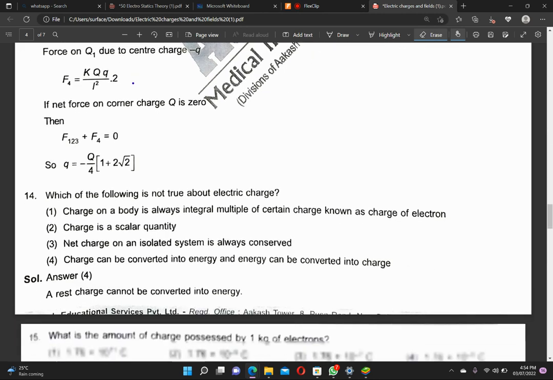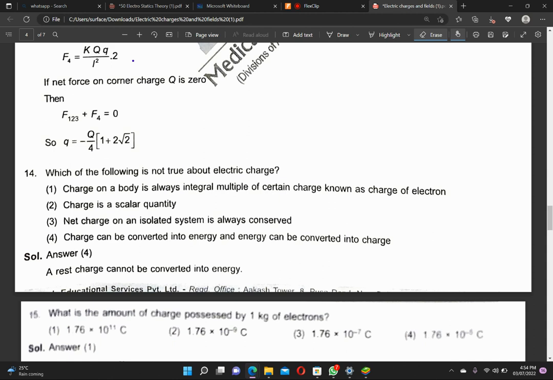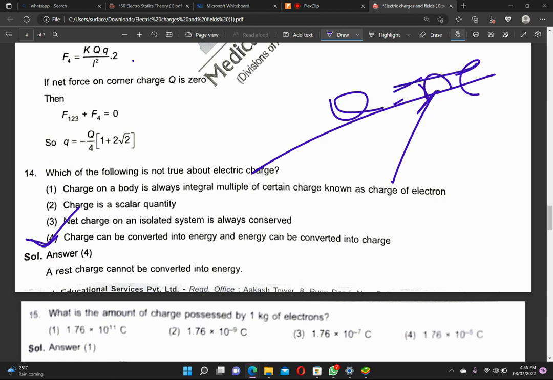The next question is: which of the following is not true about electric charge? So option 4 they are saying is correct. Let me just see. First option: charge in a body is always an integral multiple, we know this is quantization of charge. Charge is a scalar, yes. Net charge on an isolated system is always conserved, yes. Charge can be converted into energy and energy can be converted into charge, no. A charge in motion may be converted into energy, but if a charge is at rest, you cannot convert it into energy. Since they didn't mention whether the charge is in motion or at rest, that's why the fourth option is wrong.